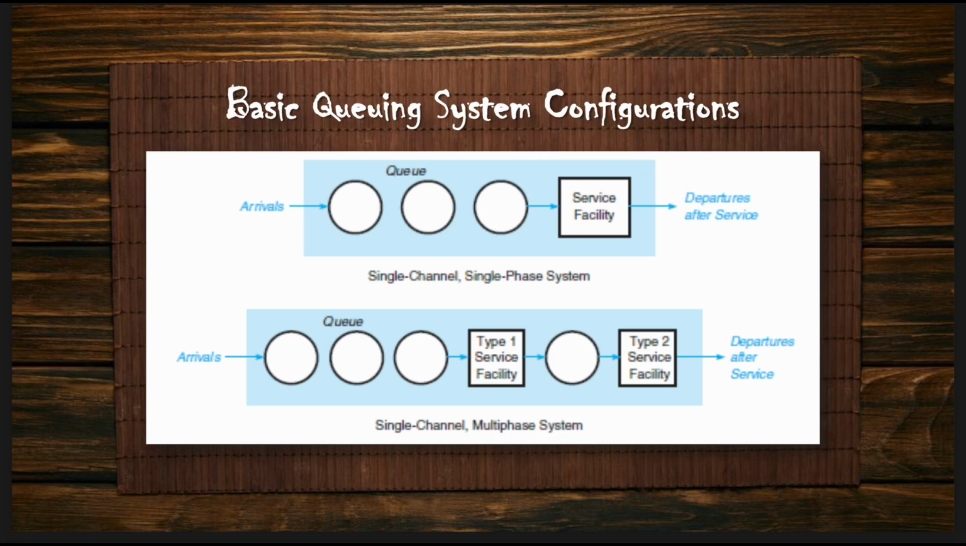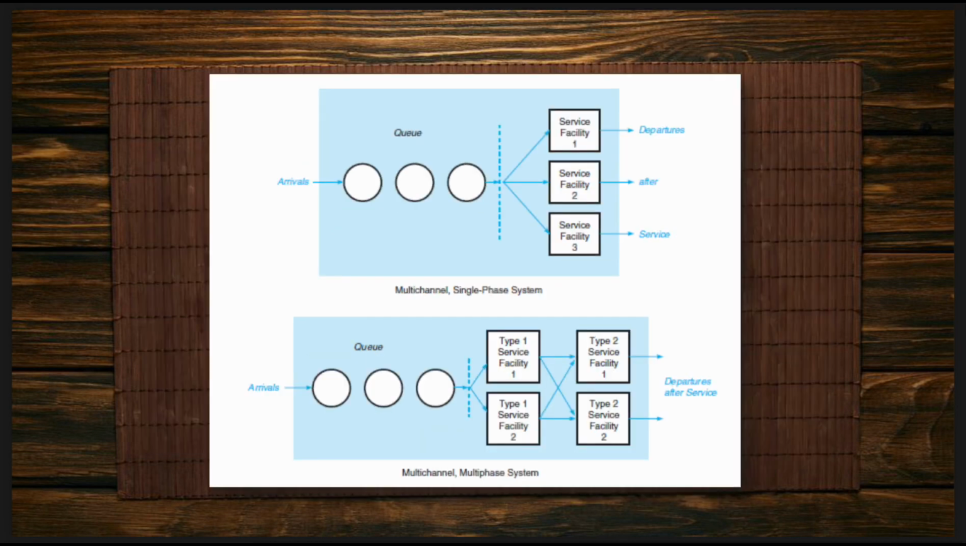Because it has arrivals, and when they line up, they will be traversing might be 2 or 3 processes of service facility, which is the payment, claiming, and ordering of food. Sorry, the ordering, payment, and claiming of food. So next is the multi-channel or single-phase system. So, it has many channels, but it has only a single-phase system.